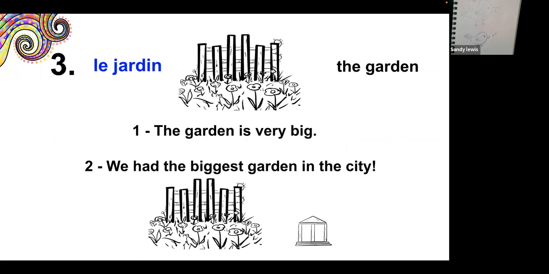Okay. Le jardin, the garden. And there's the picture of the garden. I have a picture that I did of a museum. So the garden is very big. That's a novice level. We had the biggest garden in the city. Okay. That's a superlative, higher level, easy to do. You can switch it to any level you want just by putting in a different tense.